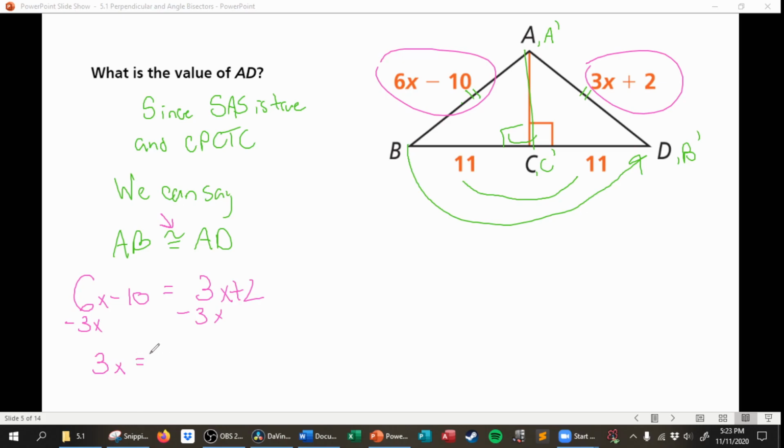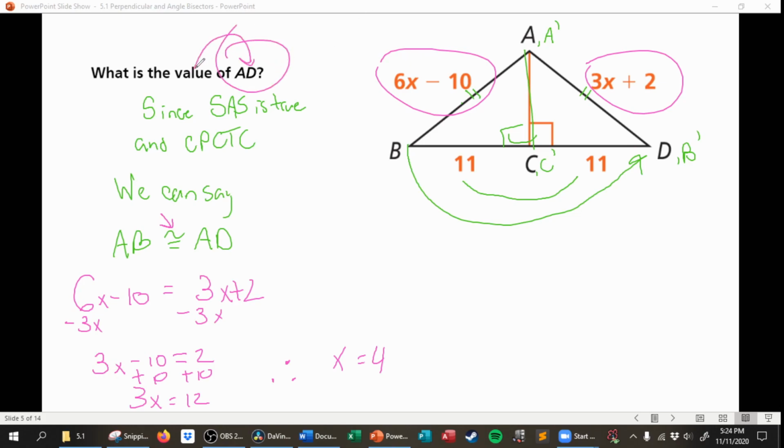3x is equal to, let's go ahead and just do all the steps, minus 2. Add 10 to both sides. 3x is equal to 12. And therefore, x is equal to 4. But that is not our final answer, right? It says what is the value of AD.